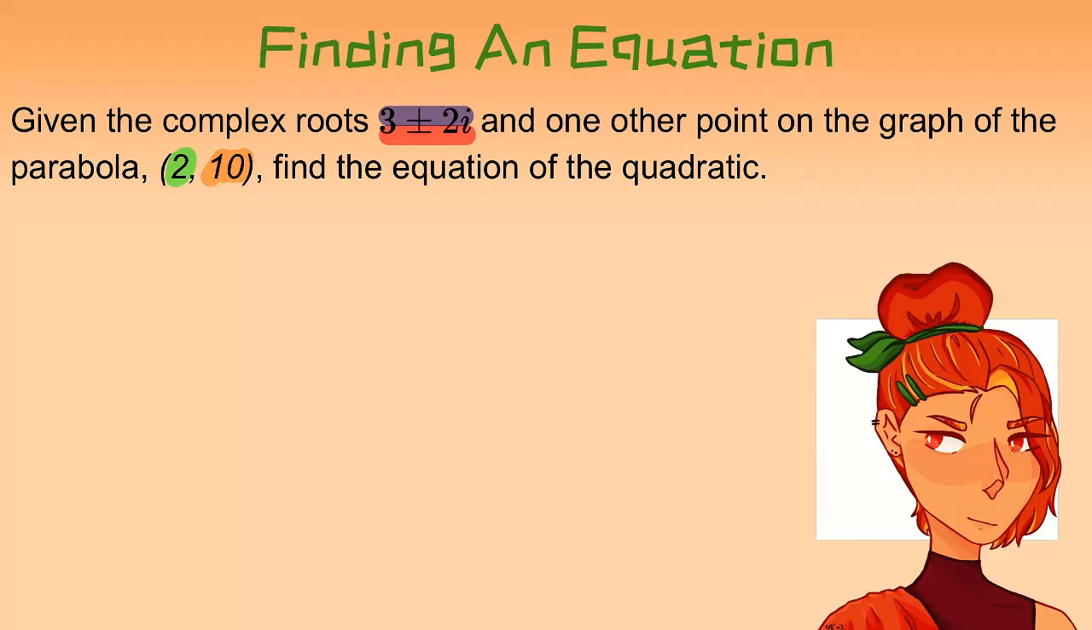So we're going to start again with f of x is equal to a times the quantity x minus p times the quantity x minus q. And we're going to plug in our 3 plus 2i right here, our 3 minus 2i right here. We're going to plug in our x value here and here, and our y value there, and then solve for a. Notice that because we've plugged something in everywhere except for a, we'll be able to solve for a. That's why this works.